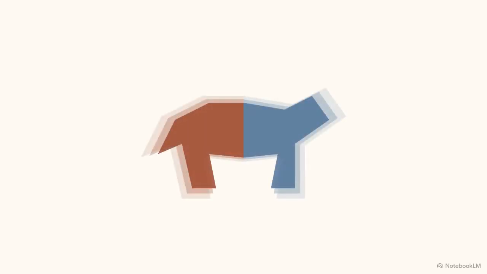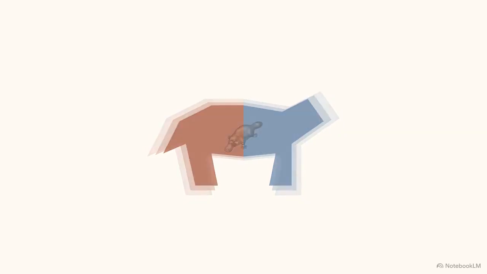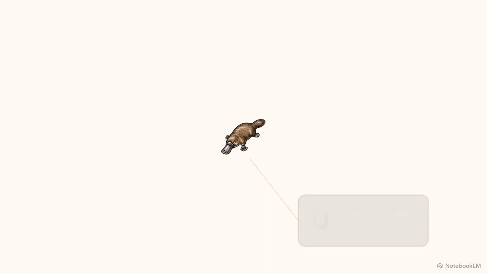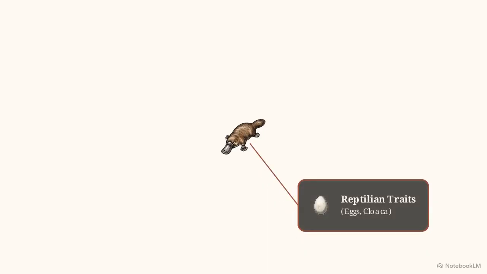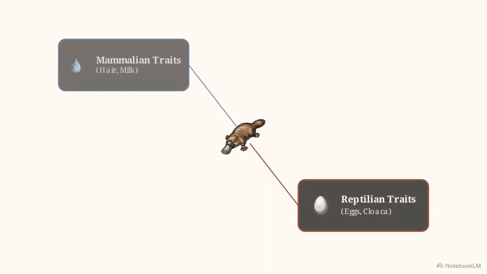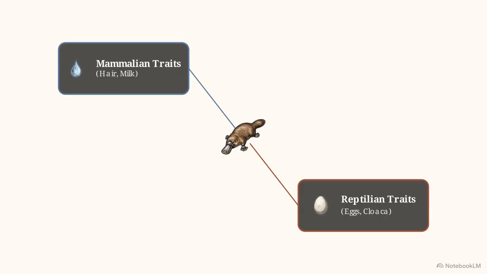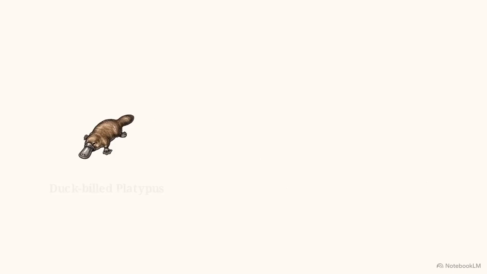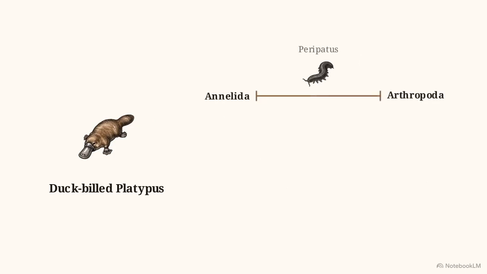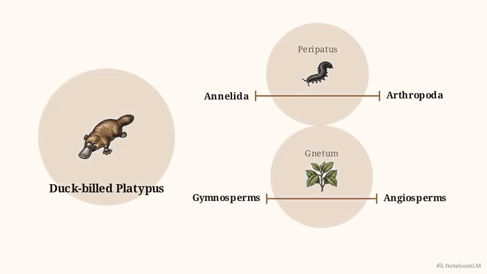These are living organisms that possess the anatomical characteristics of 2 entirely distinct taxonomic groups. The duck-billed platypus exemplifies this dual nature. It lays eggs and has a cloaca, reptilian traits, yet it has hair and mammary glands, which are mammalian. Other links include peripatus, bridging Annelida and Arthropoda, and nidum, a bridge between gymnosperms and angiosperms.